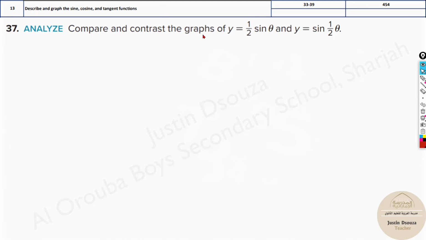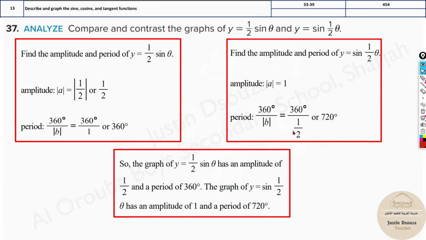And now compare and contrast the graphs of y equals half sine theta and y equals sine half theta. Here, it's just that the amplitudes are different and the periods are different. I don't know what exactly they want, but amplitude and period, that's all you need to solve for. What is the amplitude here? Half. Period is 2 pi by b, and b is 1. So 360 degrees means it's 2 pi. So the period here is 360 degrees. What about here? Here b is half.